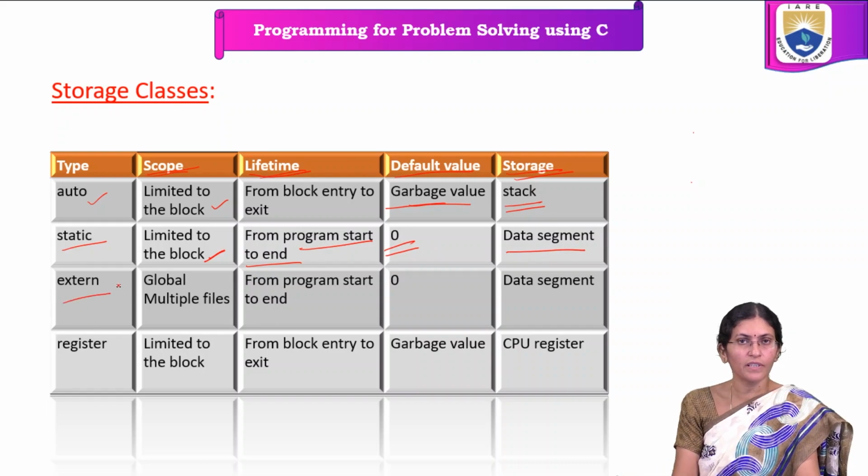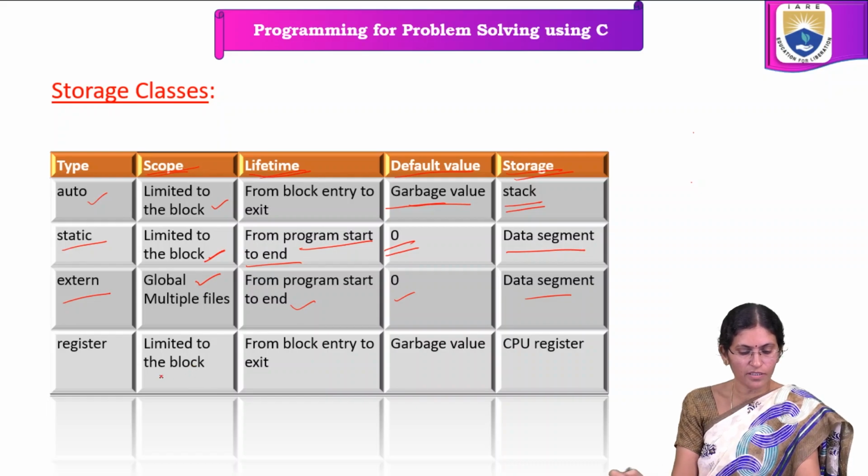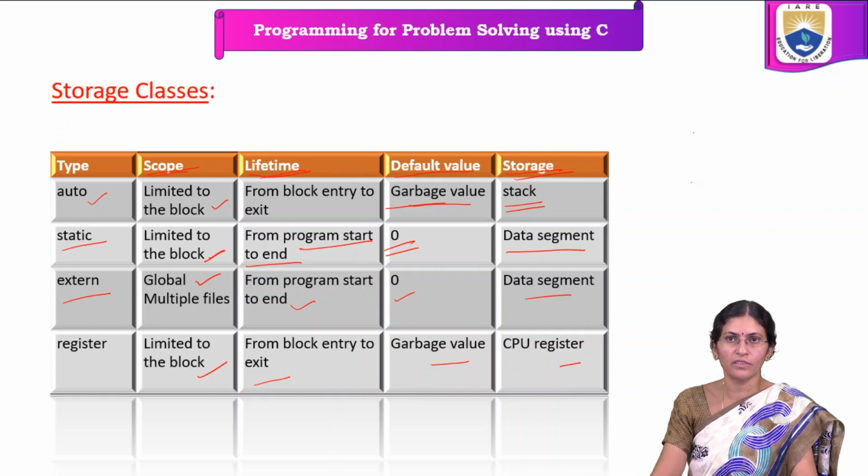Then coming to the external variable. Its scope is global and its lifetime is from the program start to the end, and it also has a default value 0 and is stored in the data segment region. Then the register variable is limited to the block where it has been defined. Its lifetime is from block entry to block exit, and it will have a garbage value if it is not initialized, and it is stored in the CPU register.